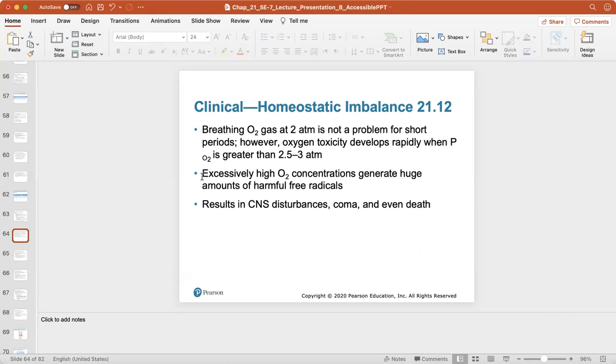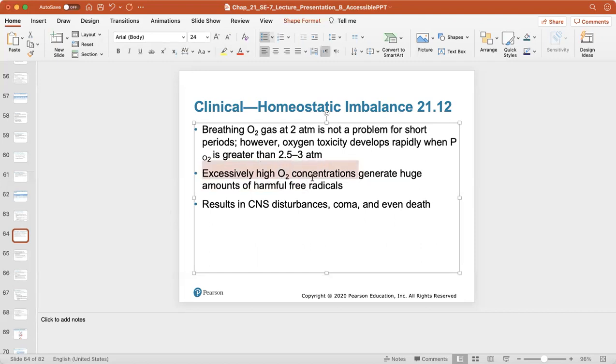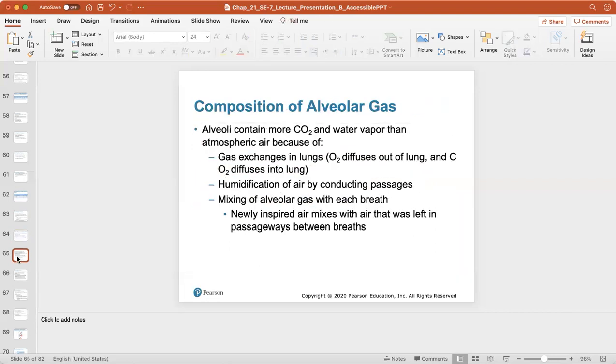An excessively high oxygen concentration can generate huge amounts of harmful free radicals, and this can result in a central nervous system disturbance in the brain and spinal cord, so this could cause coma or even death. Alveoli contain more carbon dioxide and water vapor than atmospheric air because of the gas exchange in the lungs. So oxygen always diffuses out of the lungs and carbon dioxide diffuses into the lungs.